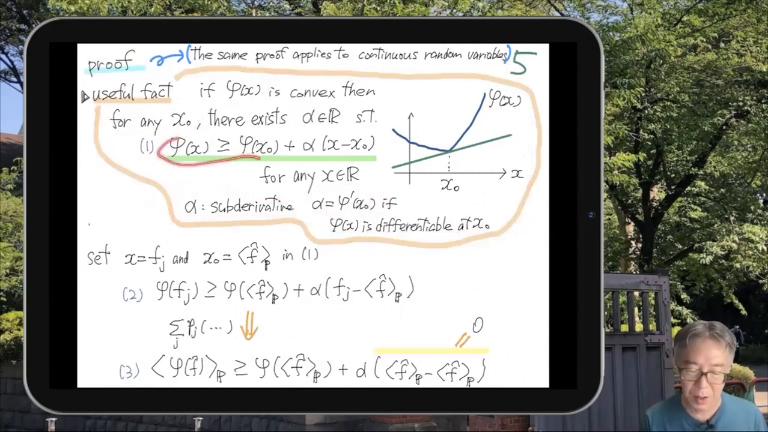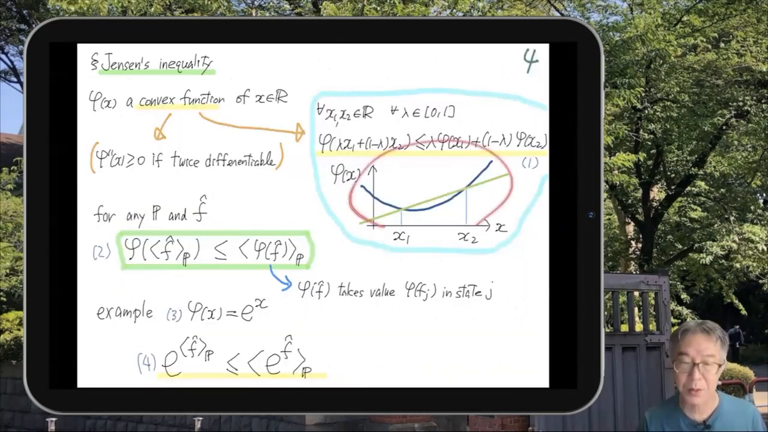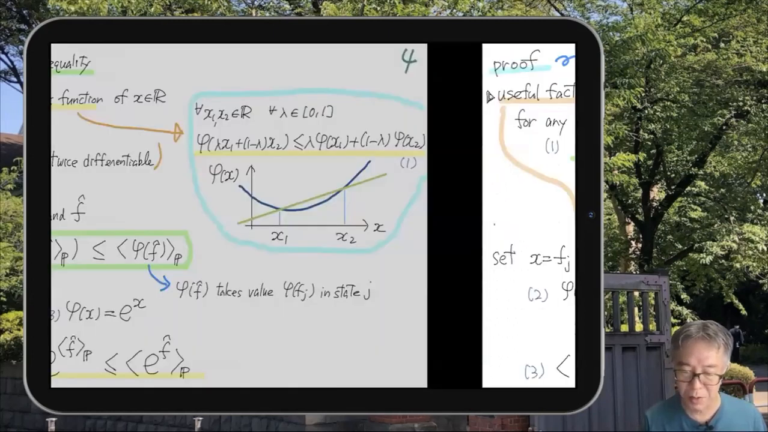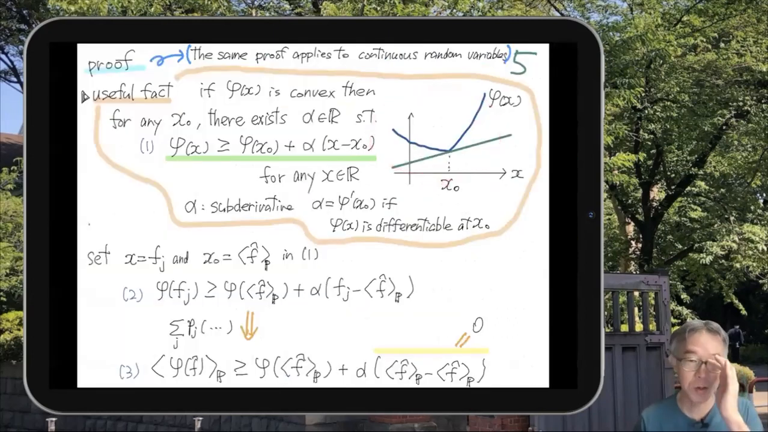And the main claim is that this inequality is valid for any x. So this simply means that the graph of phi is above this straight line, which is nothing but the tangent line if phi is differentiable. Okay, and the proof is very easy. So you have this picture, and you bring x1 to x2, for example, and then the graph looks like this, and you basically prove this. This is too sloppy, but basically the proof is like this. So, anyway, we have this inequality.